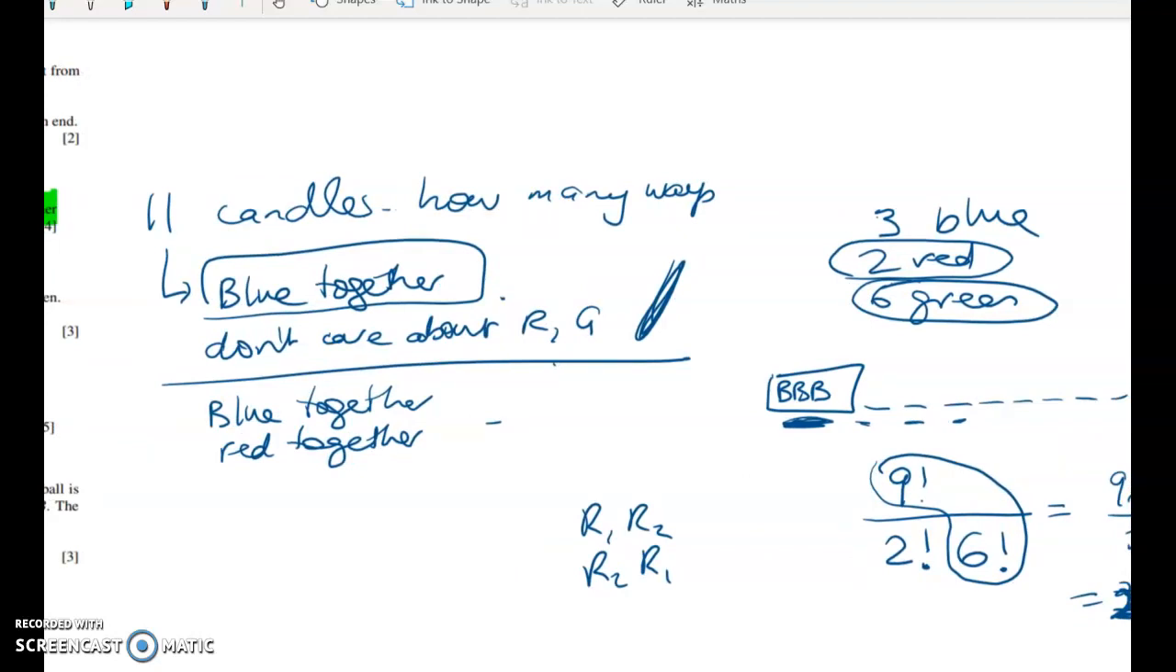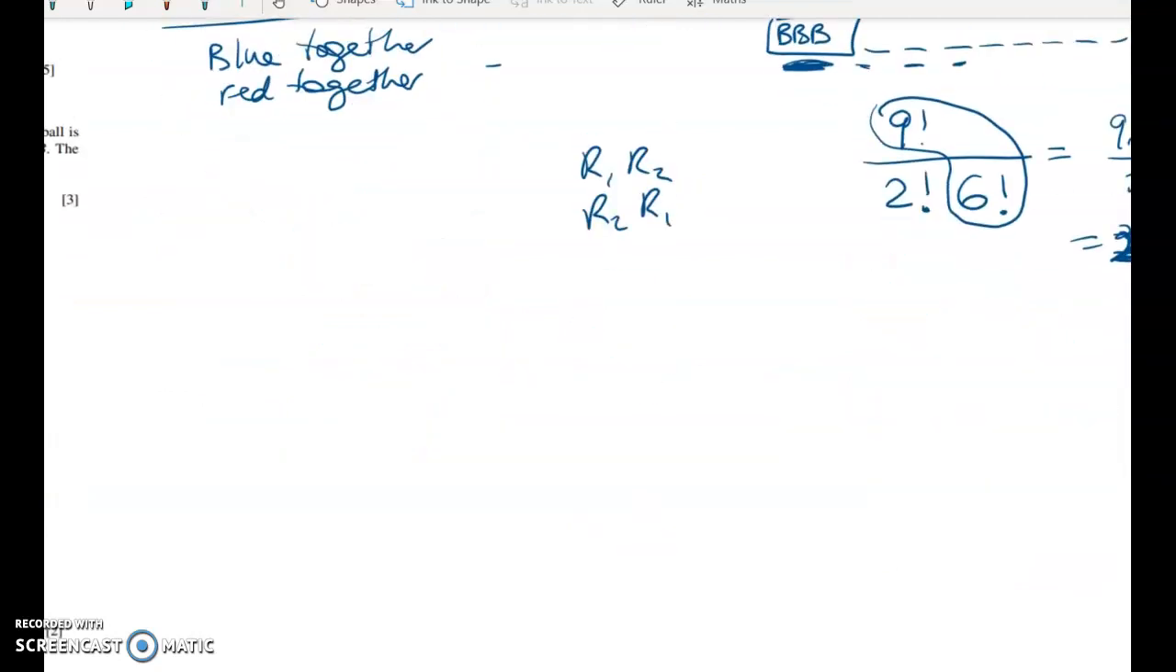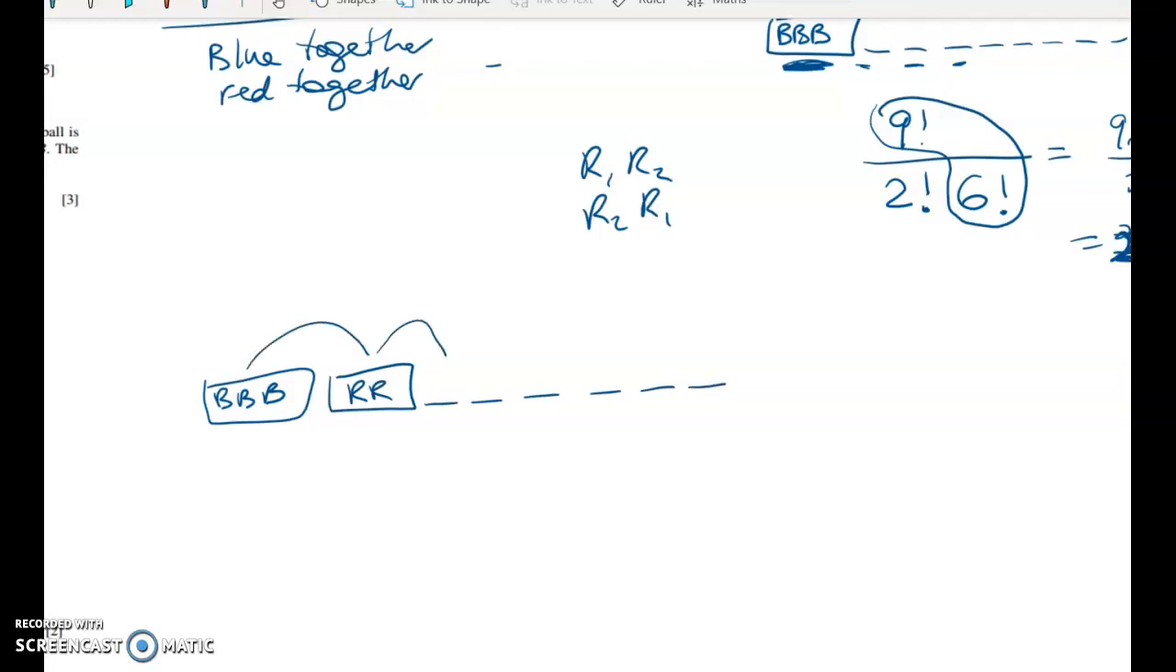Now we're going to do the blue together and the red together. So we're going to have blue, blue, blue, and we're going to have red, red, and then we've got the 6 greens left to place. 3, 4, 5, 6. So the blue, blue, blue could go here, here, any one of these places. The reds could go any one of those places. So this one is going to be the same as just thinking about placing 8 objects.